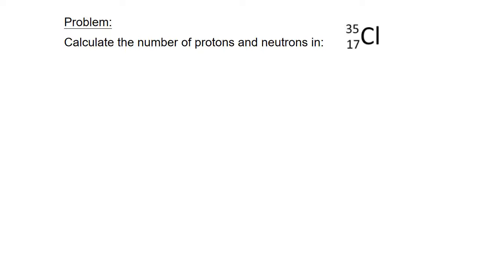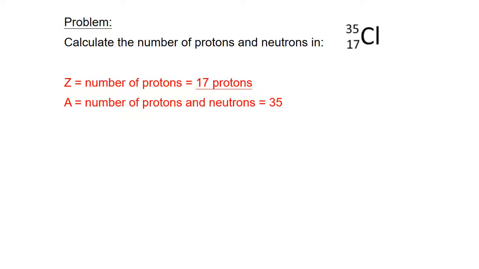Okay, so let's see if we can use this notation. Calculate the number of protons and neutrons in chlorine-35. Pause the video now and see if you get the right answer. So you should have found that Z is the number of protons, which is equal to 17. That's the lowest number there. Which means the number of electrons must be 17, and the mass number is going to be 35, the number of protons and neutrons. So to work out the number of neutrons, it's simply 35 minus 17, which gives you 18 neutrons. Hopefully you all got that correct.